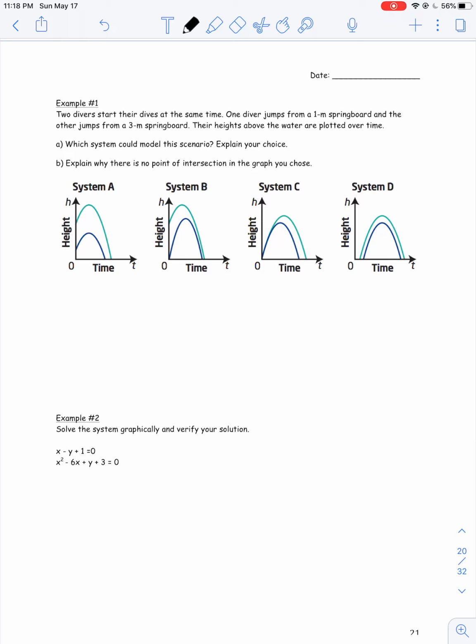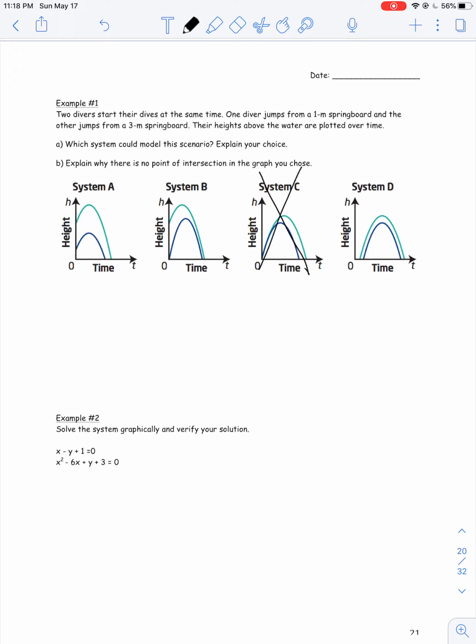So in this first case, example number 1, two divers start their dives at the same time. One diver jumps from a 1 meter springboard, so that's a diving board, and the other jumps from a 3 meter springboard. Their heights above the water are plotted over time. Which system could model this scenario? Explain your choice. So in this case, we know that one is jumping from a 1 meter springboard and the other is jumping from a 3 meter springboard.